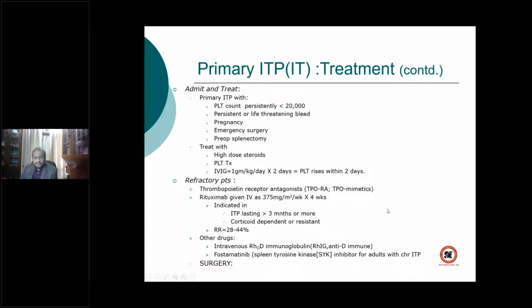Other drugs which can be used in these refractory patients could be intravenous Rh negative D immunoglobulin or fostamatinib, which is a spleen tyrosine kinase inhibitor. These are tyrosine kinase inhibitors, tinib, that's why the suffix tinib, and are used in patients with chronic ITP. And then comes last of all, in refractory patients, what should you do?